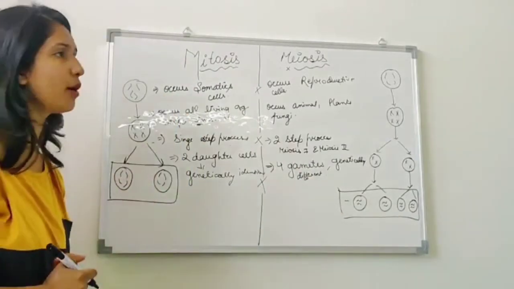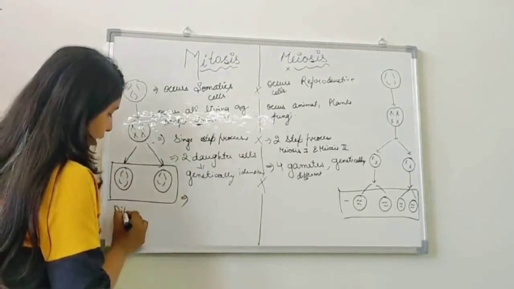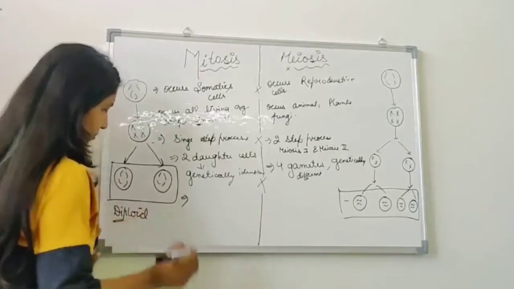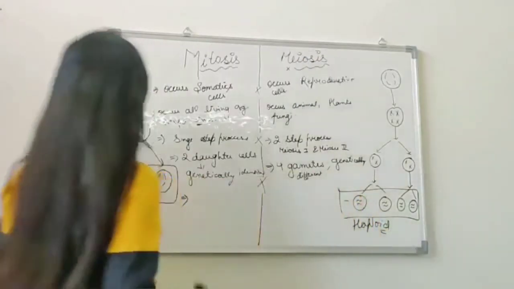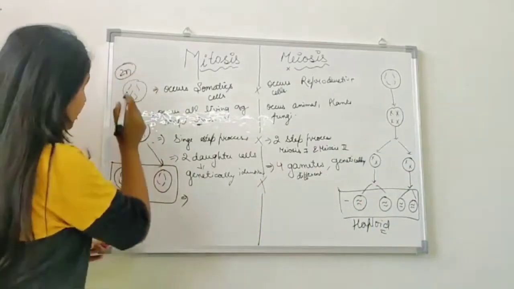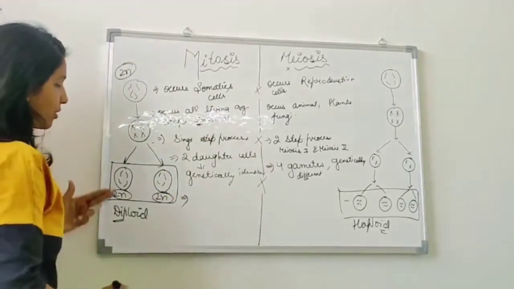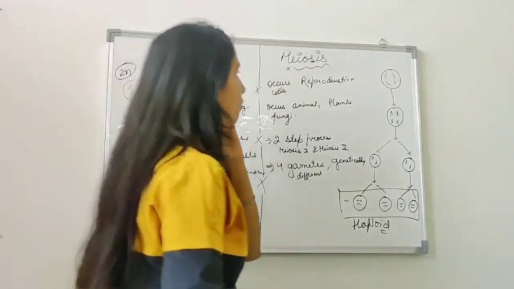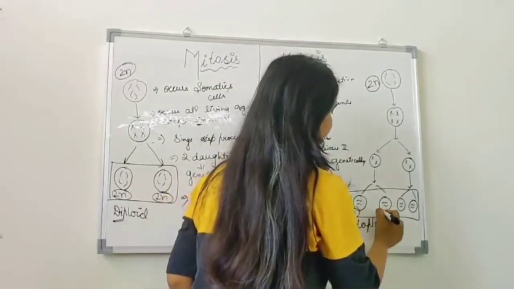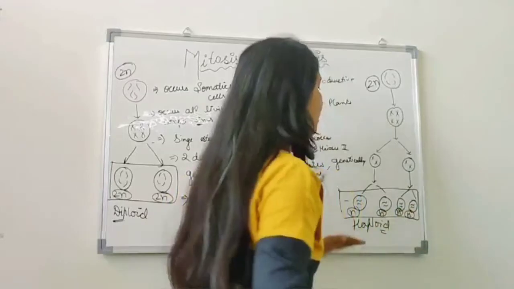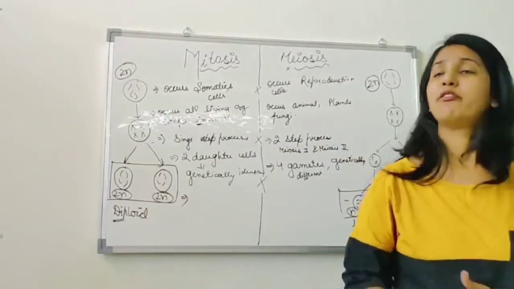The next difference is the number of chromosomes, in terms of haploid and diploid. Mitosis gives diploid cells and meiosis gives haploid gametes. The parent cell has a chromosome number, and the daughter cell has the same chromosome number. This is the diploid stage of a parent cell and the diploid stage of a daughter cell. But in meiosis, the parent cell is diploid but the gametes are haploid. All gametes have the haploid state of chromosomes. Hence the main definitions come for mitosis and meiosis. What is the definition you have learned for mitosis?